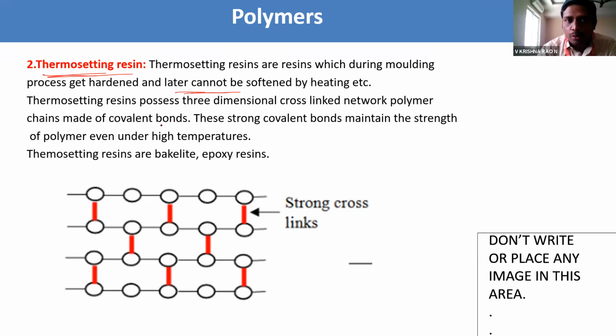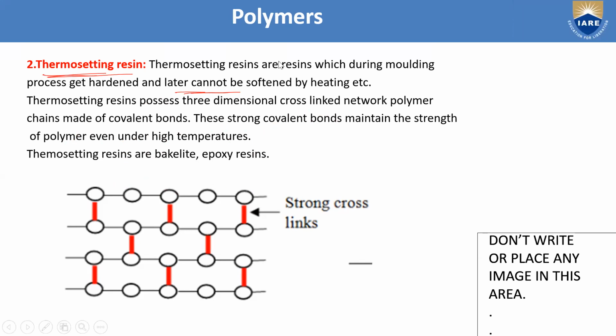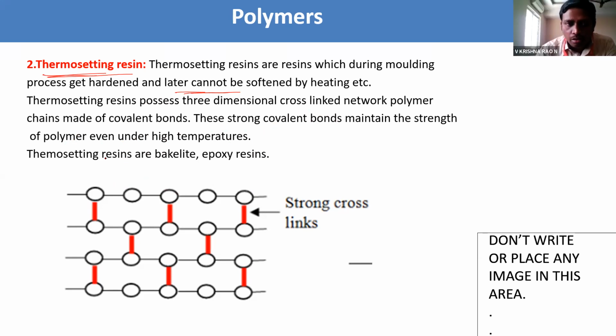Here it possesses a three-dimensional cross-linked network. Thermosetting plastics possess a three-dimensional network, and the chains are made up of covalent bonds. Between the chains, these strong covalent bonds are present, which makes the resin stronger, even at very high temperature.